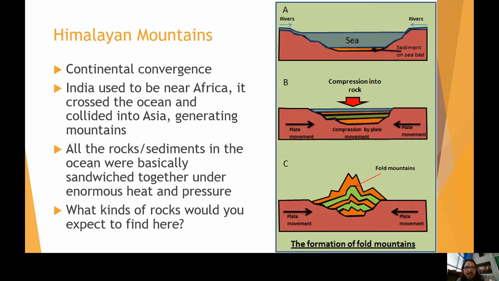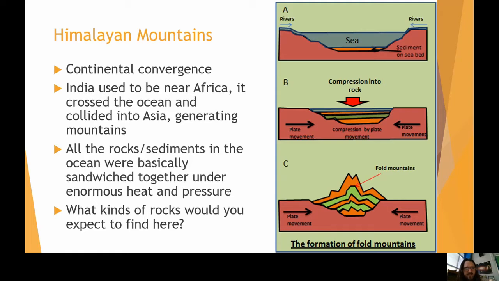All right, our next location is going to be the Himalayan Mountains. This is a continental convergence, and the Himalayan Mountains are the result of basically India, which used to be actually near Africa, basically flew across the Indian Ocean and smacked into Asia, generating these massive, massive mountains in the process.